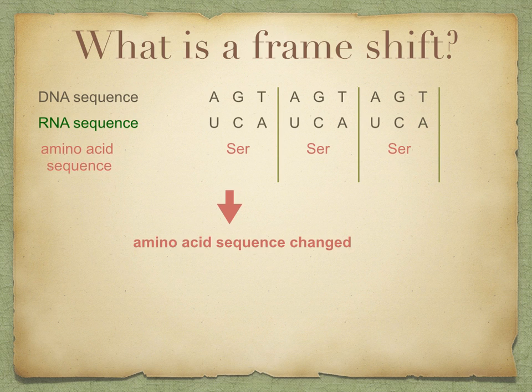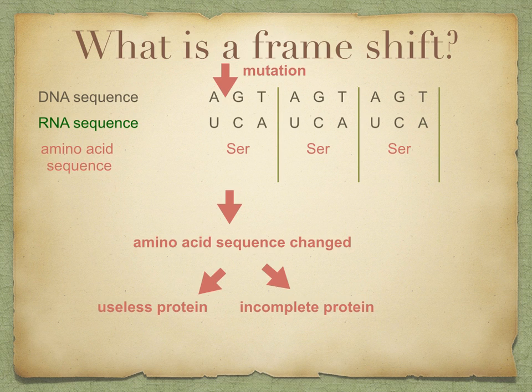So the result is called a frameshift if the DNA code is changed so that every triplet of bases that follows the change is altered. So the new protein can be completely different. So either it's useless or you get an incomplete protein. If you get an incomplete protein, this is when the triplet code has coded for a stop codon.